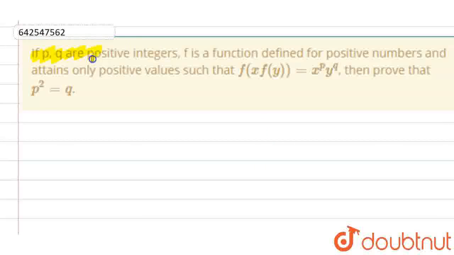Hello student, the question is: let p and q be positive integers. f is a function defined for positive numbers and attains only positive values such that f(x)·f(y) = x^p · y^q. Then prove that p² = q.